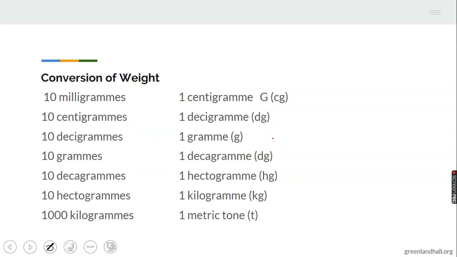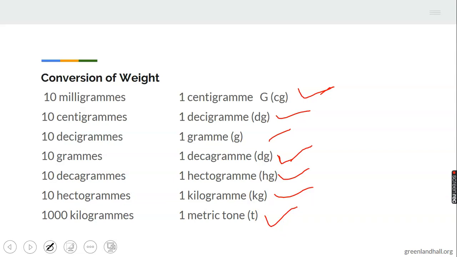Now, we are going to learn this conversion of weight. See what we have here. 10 milligrams make 1 centigram. Take note of that. 10 centigrams make 1 decigram. 10 decigrams make 1 gram. 10 grams make 1 decagram. 10 decagrams make 1 hectogram. 10 hectograms make 1 kilogram. 1,000 kilograms make 1 metric ton.